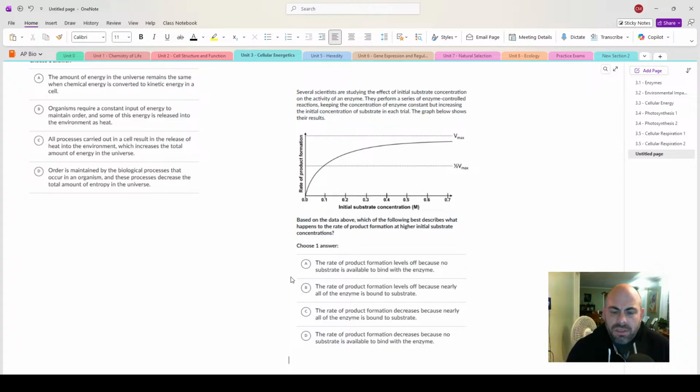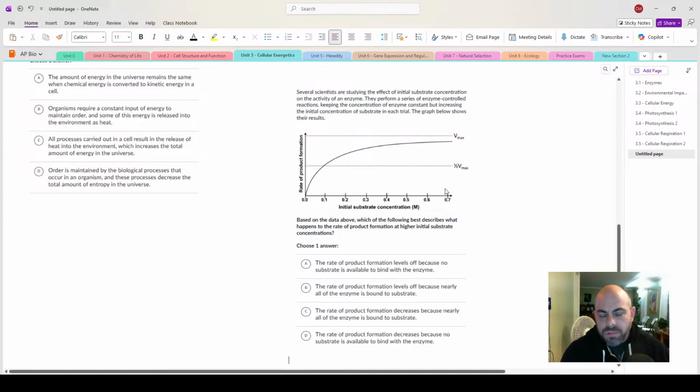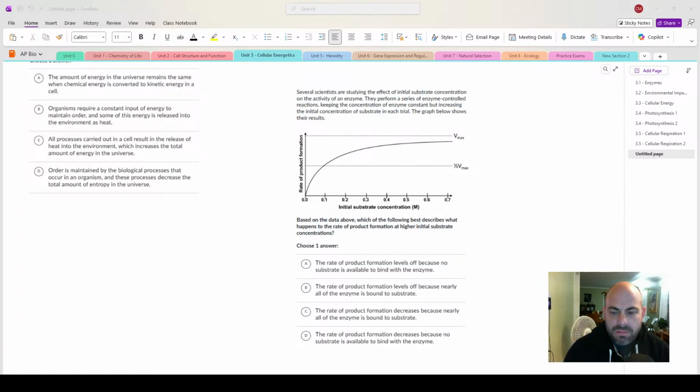I don't like that one because of the language, bound to substrate. Let's look at C. The rate of product formation decreases. It doesn't. D, the rate of product decreases. It doesn't. So we're stuck between A and B. We're going to go with B here because all the enzyme is taken up, and it doesn't matter how much more substrate you put in, the enzyme is taken up and can only react so fast. We're going to go with B here. I don't like the wording in this question.